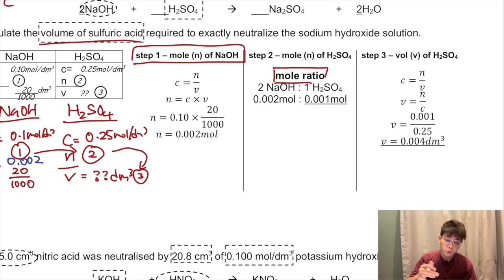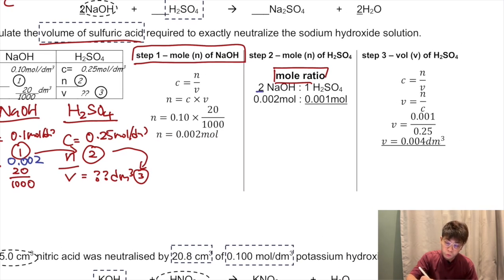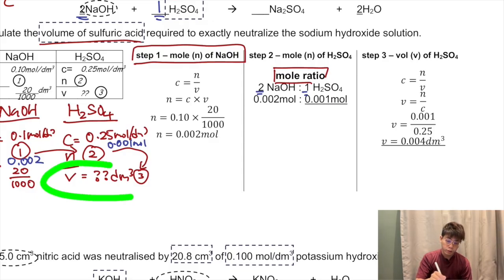And then what is the mole ratio? The mole ratio is 2:1. How do I know? Because the equation here says 2:1. Remember M, U, N, Q: the mole ratio, the units, the number, and therefore the question mark. So we did the same thing as well. With the mole ratio, 0.002 moles gives me 0.001 moles of sulfuric acid. So now I want to calculate the V, the volume of sulfuric acid.